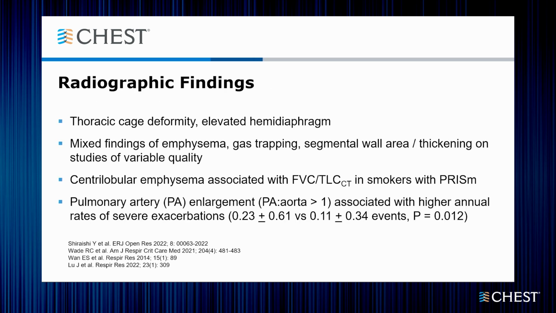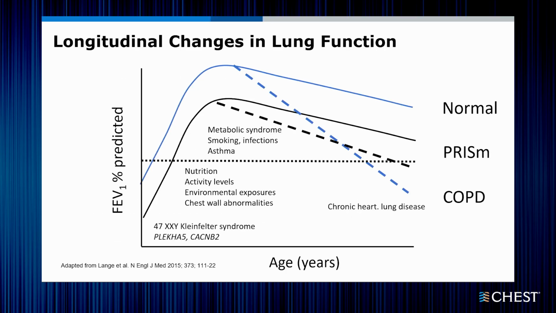I'll just briefly say that when you look at the studies that have examined radiographic findings associated with PRISM, they're all over the map, and not surprisingly are associated with thoracic deformities, some varied degrees of obstructive lung disease findings, and perhaps a little bit of pulmonary hypertension.